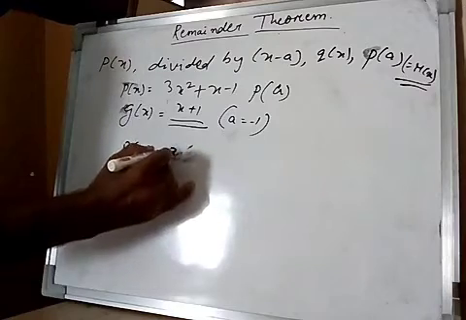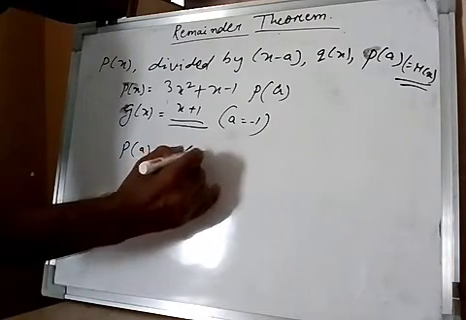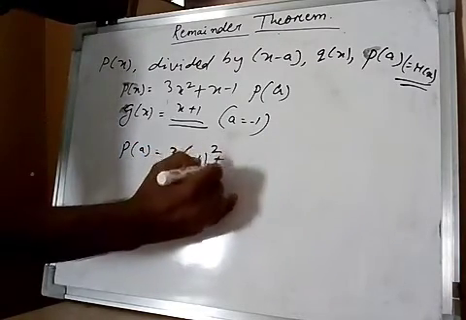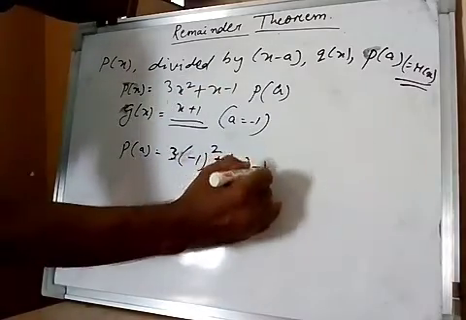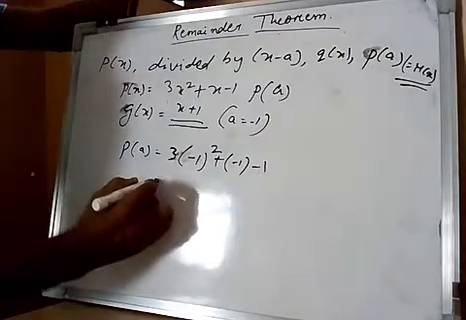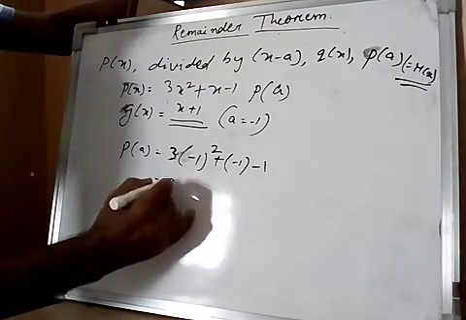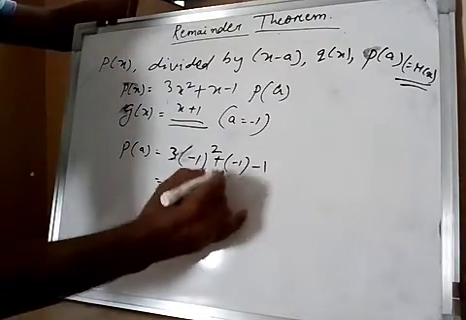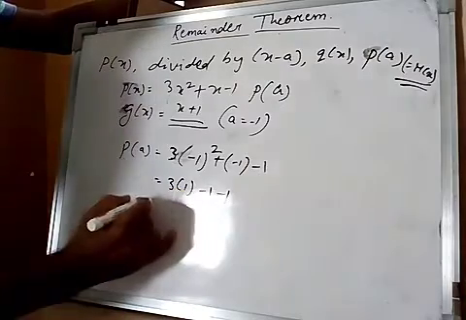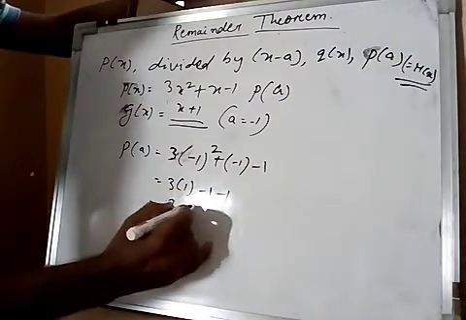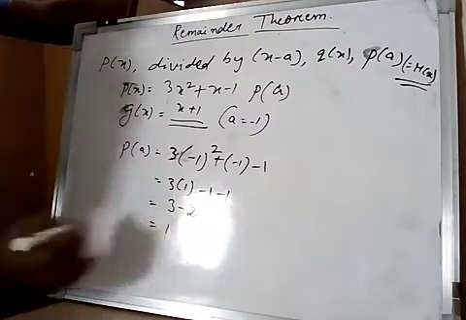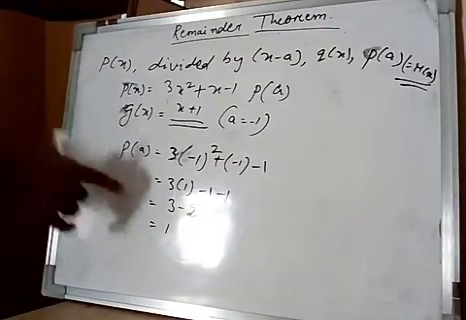Here a is minus 1, so here (minus 1) to the power 2 plus x, that means minus 1, and the answer is minus 1. So minus 1 to the power 2 is 1. 3 multiplied by 1 plus minus minus 1, and here minus 1: that is 3 minus 2, that is 1. So p of a equals 1.